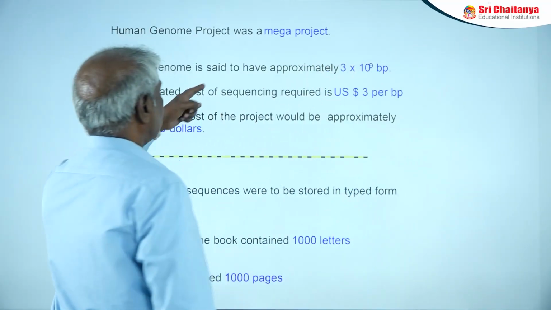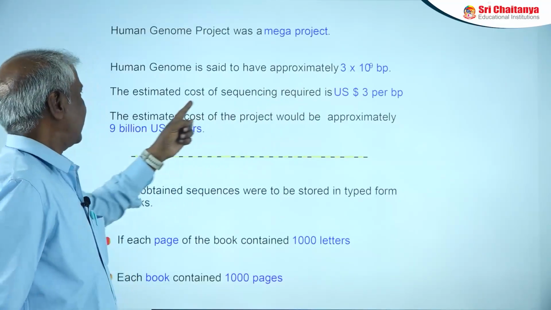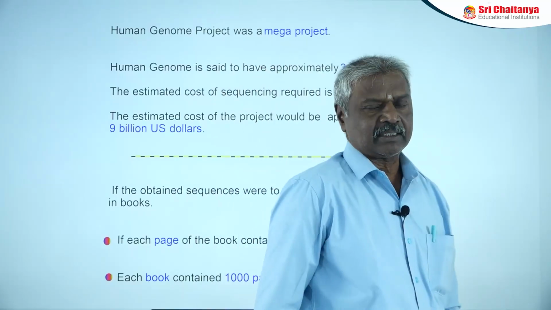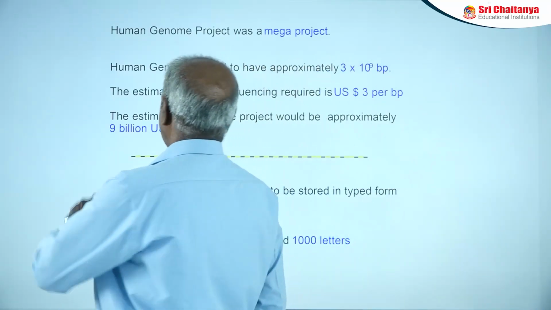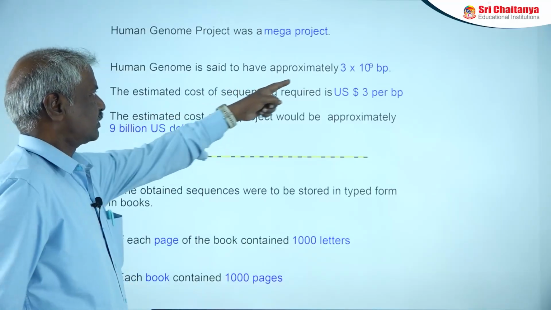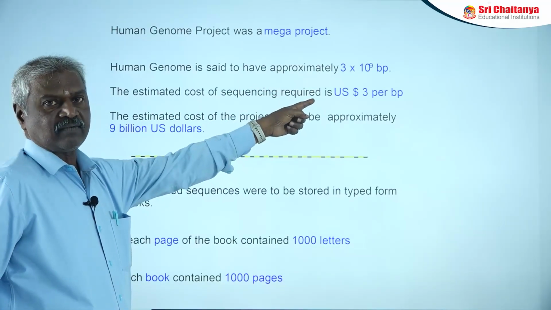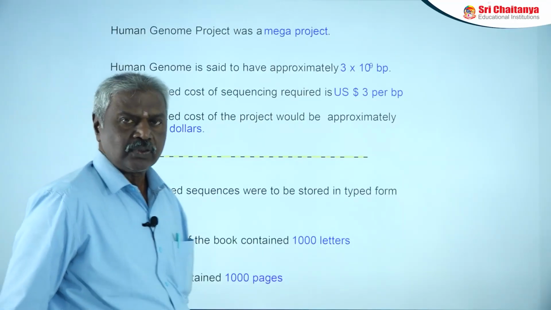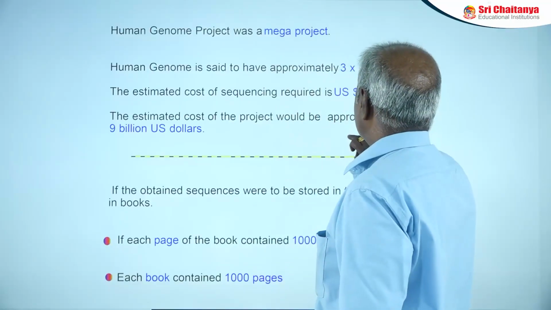The human genome is said to have approximately 3 x 10^9 base pairs. Then the estimated cost of each base pair is $3, and the total project cost is $9 billion. So 3 x 10^9 base pairs, that is the human genome, and cost of one base pair, $3, then $9 billion, and it is the total cost of the project here.